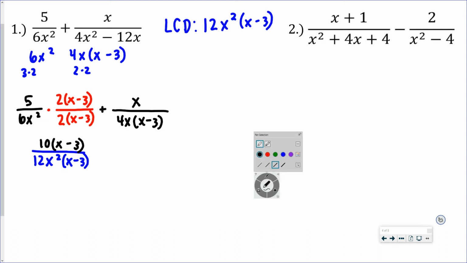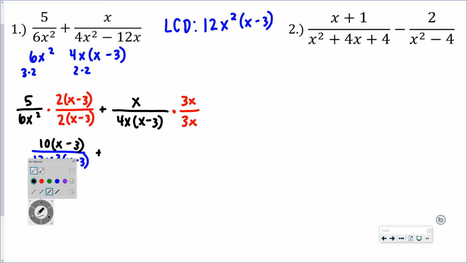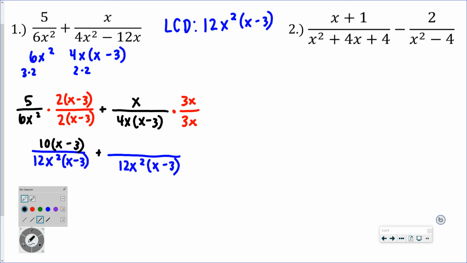Second fraction. I need to multiply the top and bottom by what I'm missing. So Wesley says 3x. Do we agree? Yeah. And if you're not sure, obviously you're going to have to do the multiplication in the next step. So you can check, would the 4x times the 3x give me my LCD? 12x squared. Yes, it would. What would I get in my numerator? 3x squared. Good. Okay, so here's me making equivalent fractions. You know you did this right if you have the LCD on both your fractions.